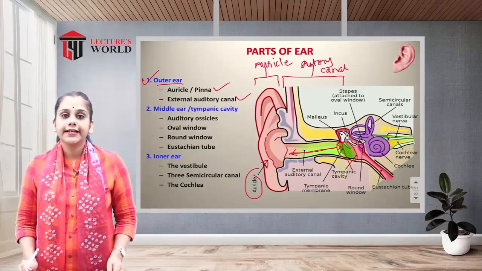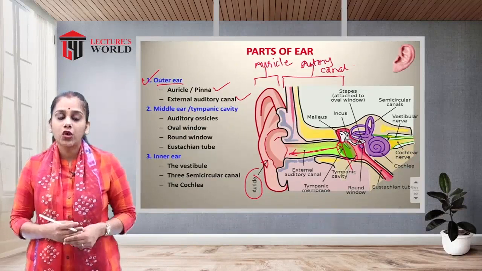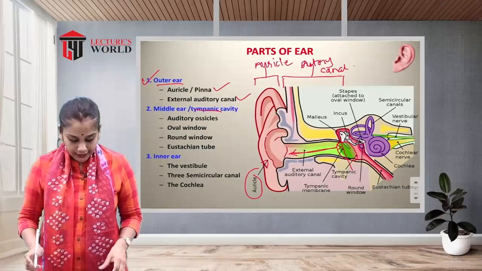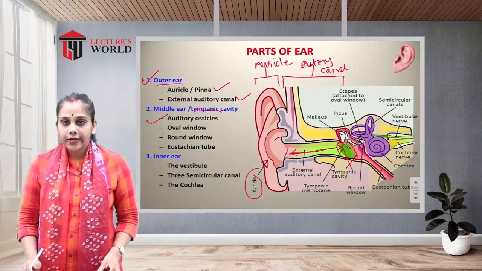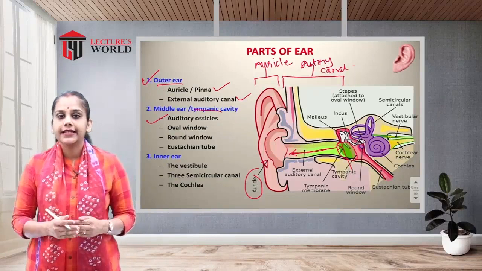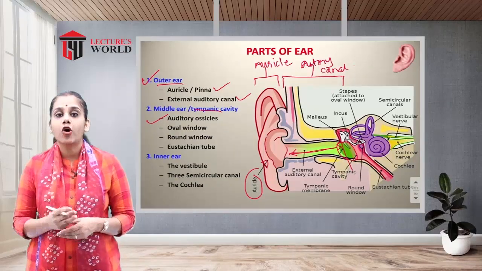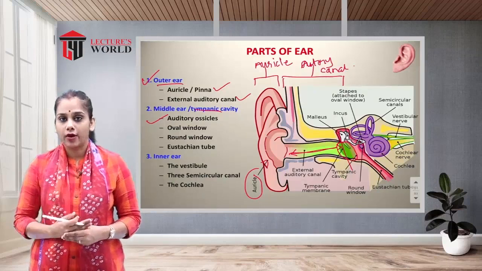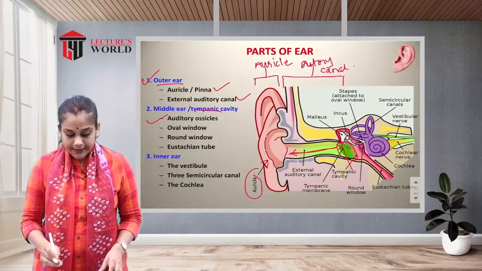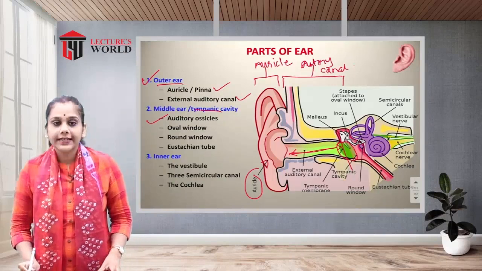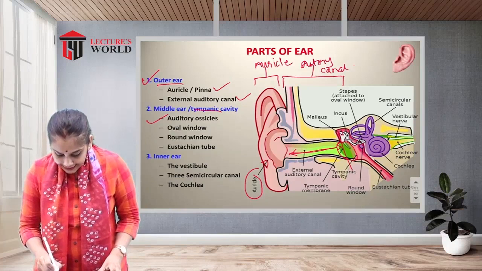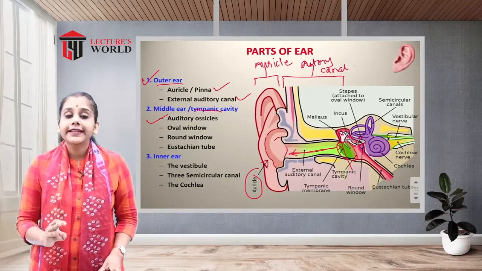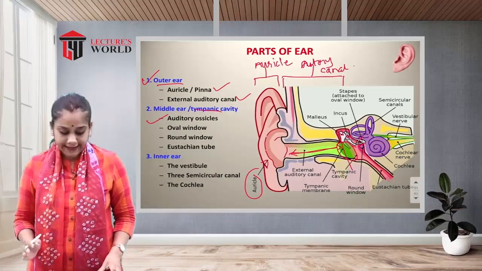Now the second portion is the middle ear, also called the tympanic cavity. In that there are the auditory ossicles. In the middle portion of the ear there are three small bones, the smallest bones in the body, called ossicles. Which are the auditory ossicles? You can see the malleus, incus and stapes. These three bones are the auditory ossicles.